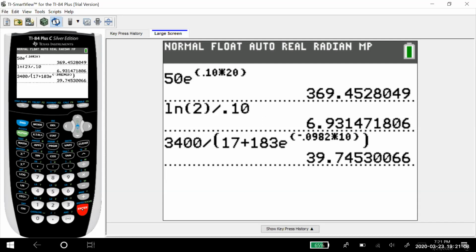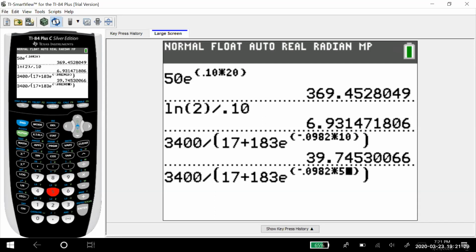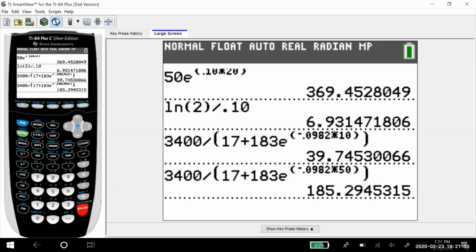What's nice about these TI calculators is I don't have to re-input all that stuff. I can just go second enter and everything I typed in comes back. And what I'm going to do is arrow over to where this 10 is, and change it to the 50. And now I hit enter. Oh, now I'm at about 185 people.